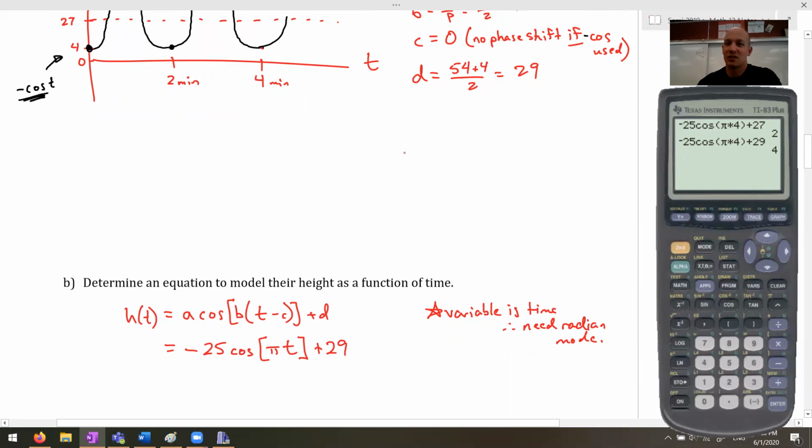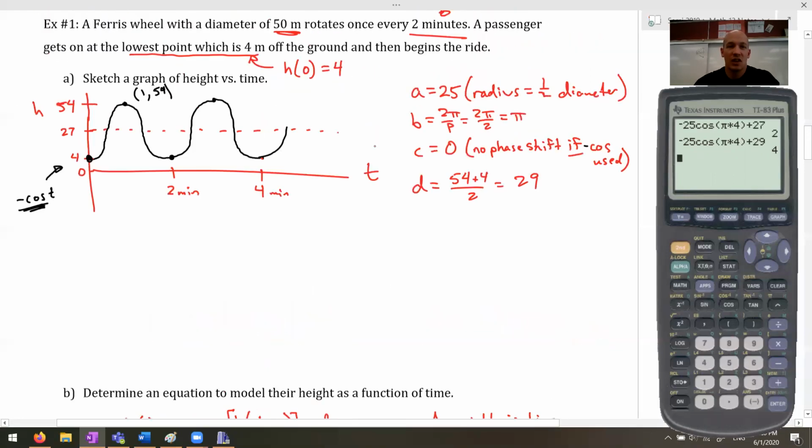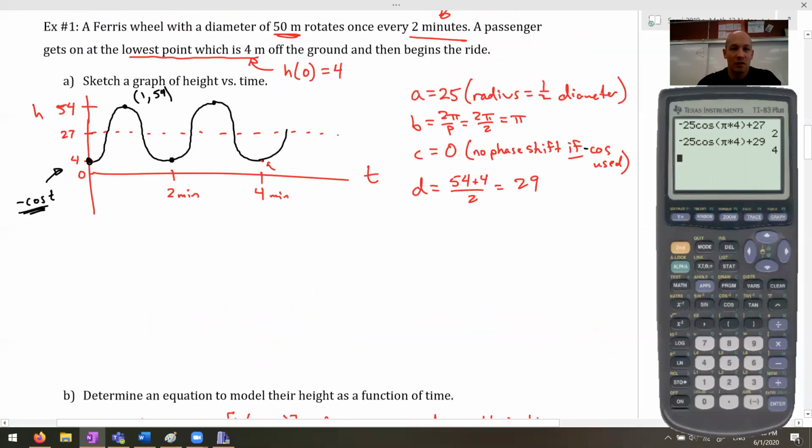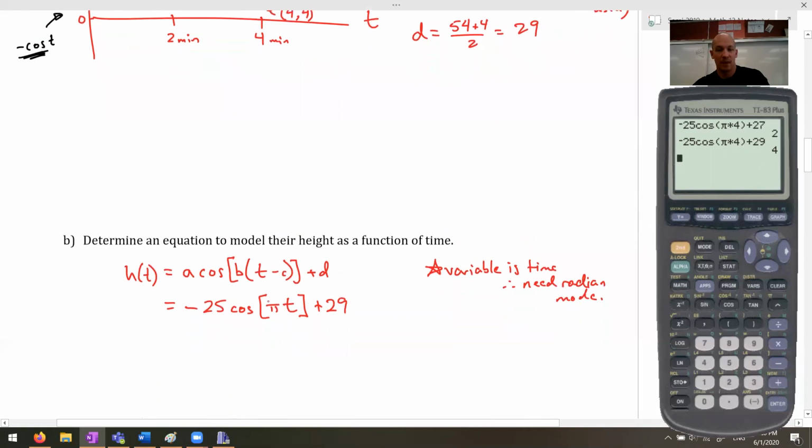And this is why it's a good idea to check your work. So if I use my proper equation, negative 25 cos 4 pi plus 29, I get 4. Does it make sense that my height is 4 at 4 minutes? When I look at my graph, there's the point, 4 minutes and 4 meters high. Okay, so everything works out, life is good, and I've got all my numbers right, so I'm pretty happy with that.